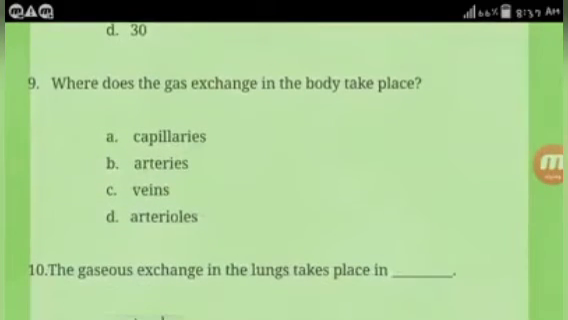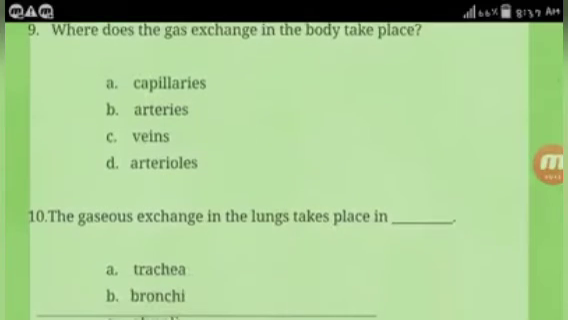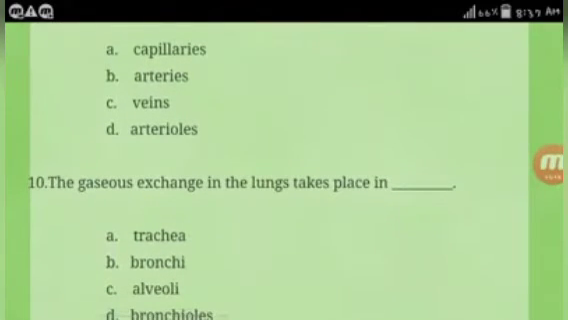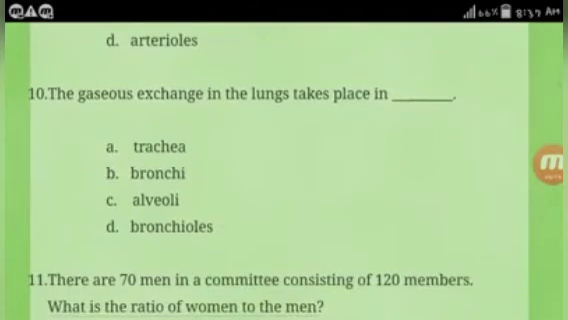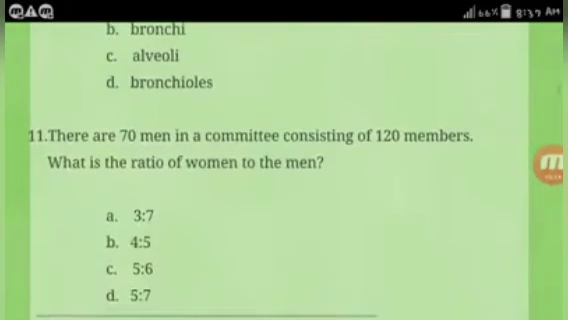Number 9, where does the gas exchange in the body take place? As I told you, in the body, it's in capillaries. Number 10, where does the gaseous exchange in the lungs take place? In the alveoli, or the tiny air sacs. The answer there is letter C.